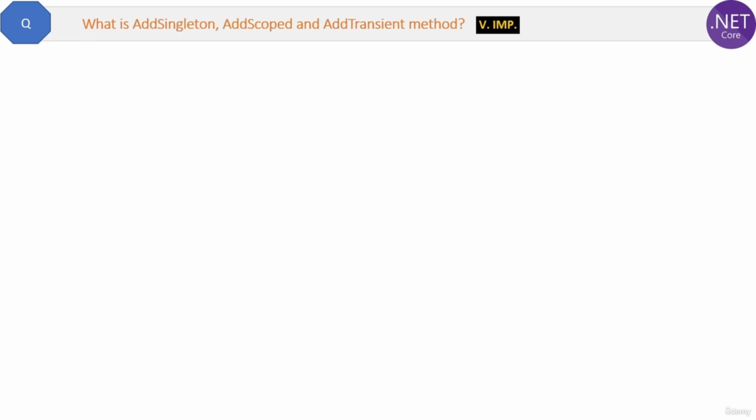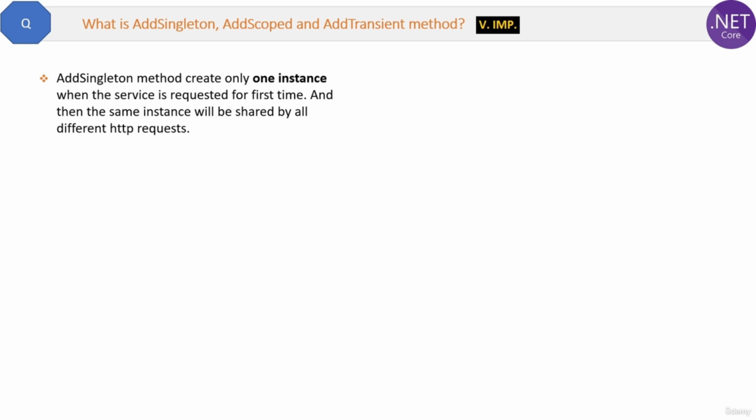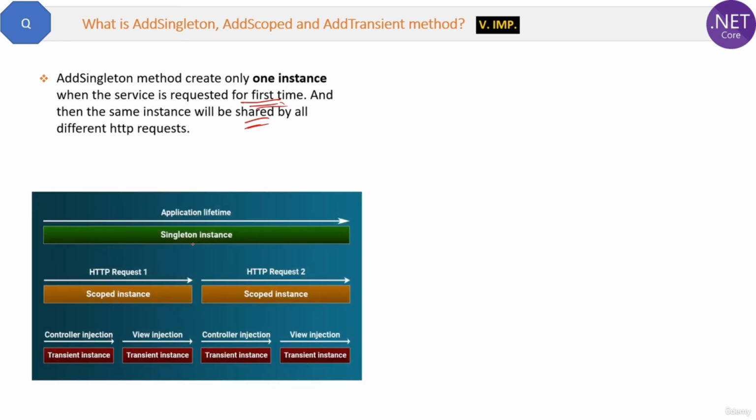What are the AddSingleton, AddScoped and AddTransient methods? Very important question this is. Let's try to understand AddSingleton first. If you know the singleton design pattern, then it will be easy for you. The AddSingleton method creates only one instance when the service is requested for the first time, and then the same instance will be shared by all different HTTP requests. Remember the singleton pattern, that is almost the same. Here in the diagram, you can also see only one instance is used throughout the application lifetime, right?